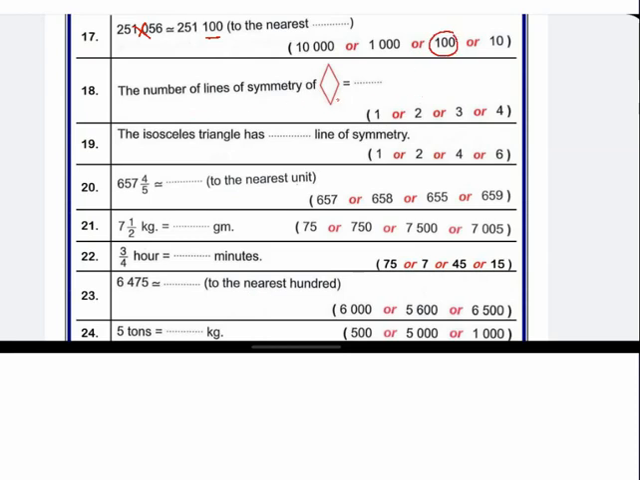The number of lines of symmetry of this shape is what? It is a rhombus. So this shape has two axes of symmetry. Again, any shape that starts with R has two axes of symmetry. An isosceles triangle has one. Any shape that starts with isosceles has only one axis of symmetry, like the isosceles triangle and isosceles trapezium.